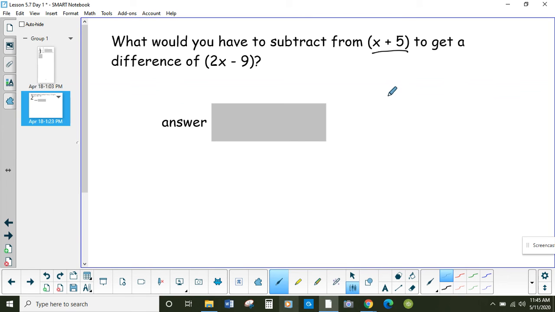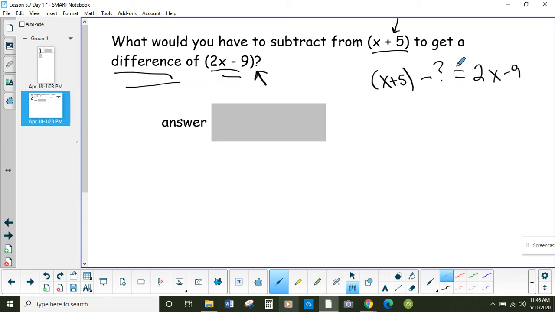So let's read it. What would you have to subtract from this to get this? Oh my goodness, you know what? They actually gave us the difference. So we had this first. We have to write this first. And it says, what would you subtract from this? So we're going to subtract something from this to get the difference, which means the answer of a subtraction problem, 2x minus 9. So something goes here. I have to subtract this to get this. That looks really complicated, doesn't it?